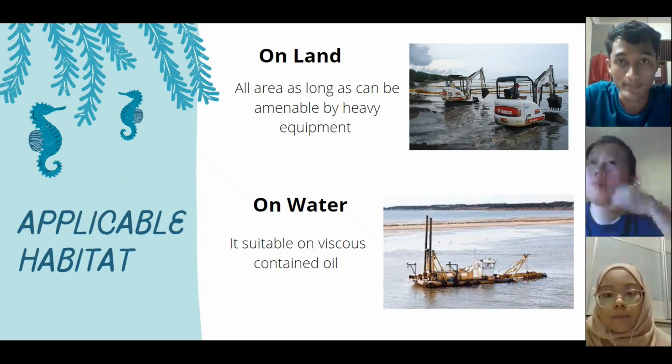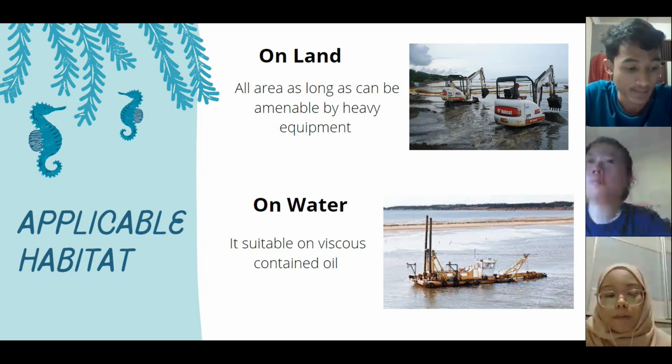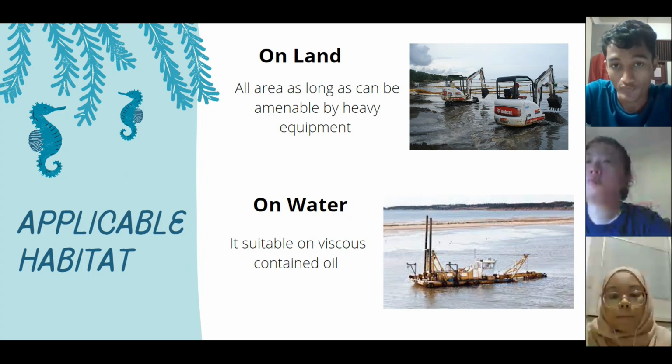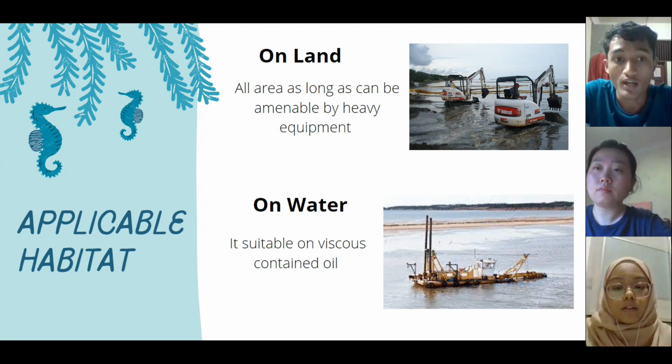The third part is applicable habitat. On land, it can be used in any area as long as it is accessible by heavy equipment. For submerged oil, it is used in sheltered areas where oil accumulates. On land, it can be used at the shoreline or a sheltered area such as mangroves, rocky beaches, etc. And on water, it is suitable for viscous oil, in low water level or high water level. As you can see on the right-hand side, this is a dragline.